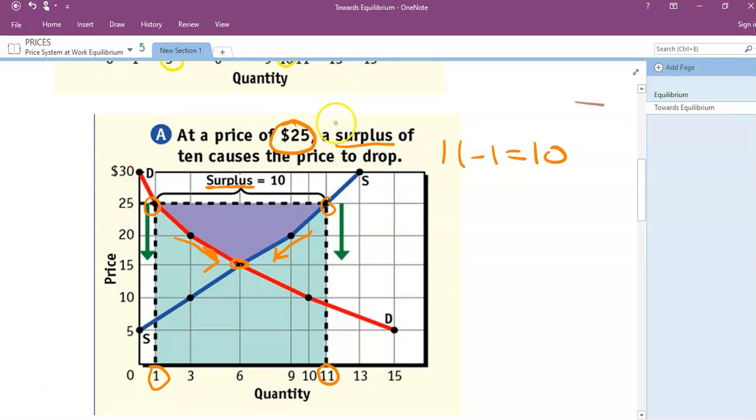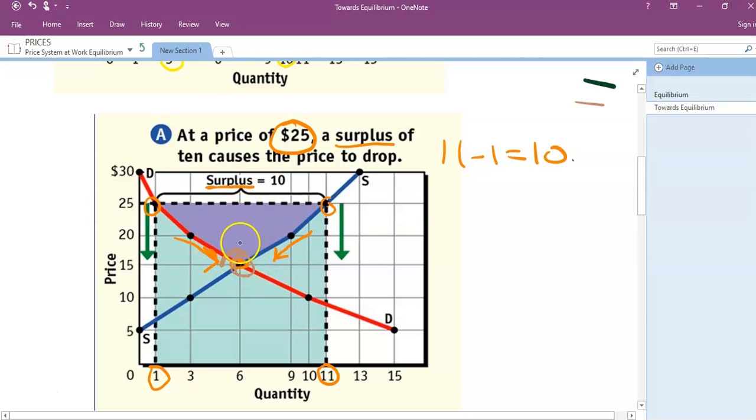So in video 2, we took a look at what happens when the price is above the equilibrium. And when that occurs, it creates a surplus. So the price above the equilibrium price. Now the equilibrium price and quantity, let's review that real quickly.